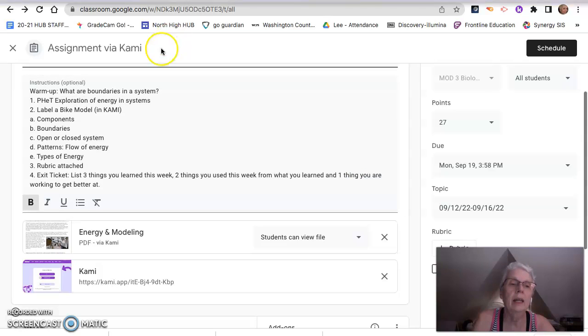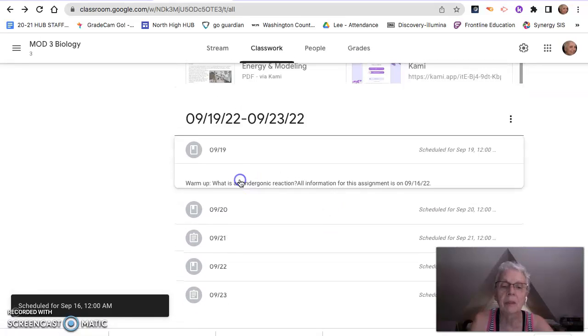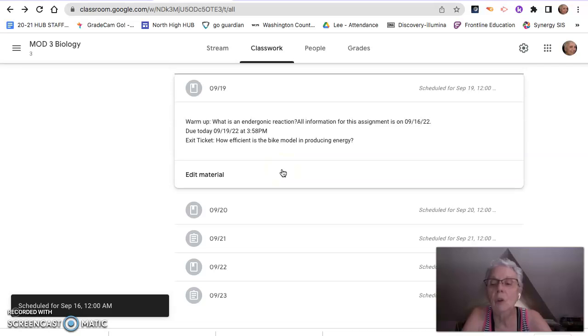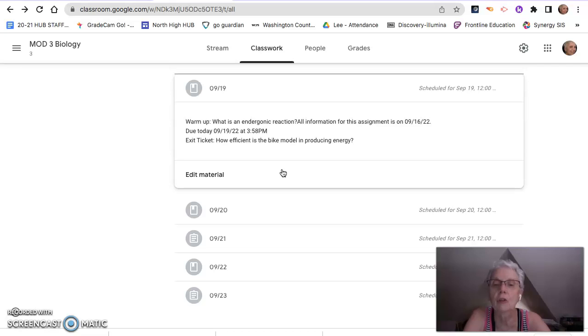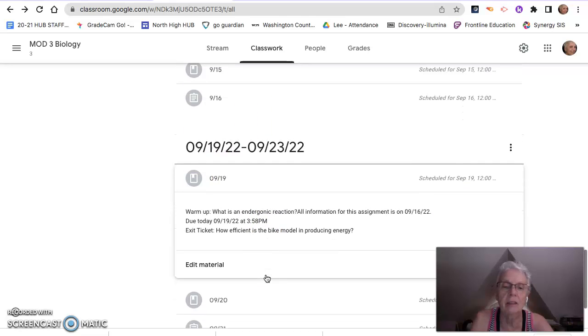I'm going to go ahead and talk about the 19th as well, since this is all the same assignment. So on the 19th, you have a warm-up that says, what is an endergonic reaction? And I want you to make sure that you can tell me this. All the information for this assignment is found on the 16th, so you'll go back to the 16th and do that. Notice this assignment is due today at 3:58, and you will attach it on the 16th. Okay, so go ahead and attach it on the 16th.